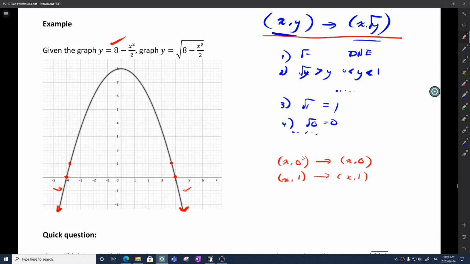Anyways, my function reaches a maximum over here, 8. So it seems natural that this point, (0, 8), I'm going to transform. So (0, 8) gets mapped into another point, (0, the square root of 8). Now, the square root of 8 is very close to the square root of 9, but it's going to be less than the square root of 9. So I'm just going to make it there. I'm going to graph my points now. I'm going to make sure my y value is less than 1 but greater than 0.